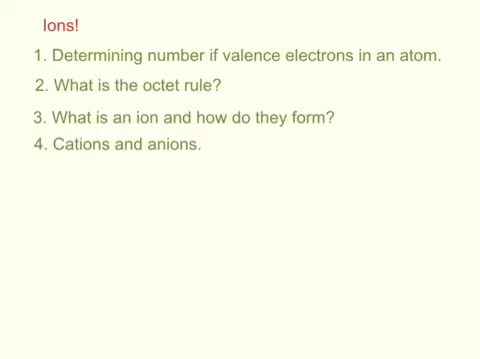Okay, in this tutorial we are going to talk about ions. So first we're just going to have a brief discussion about how to determine the number of valence electrons in an atom. Then we're going to discuss the octet rule. Then we're going to talk about what an ion is and how they form. And then we're going to talk about the kinds of ions, cations and anions.